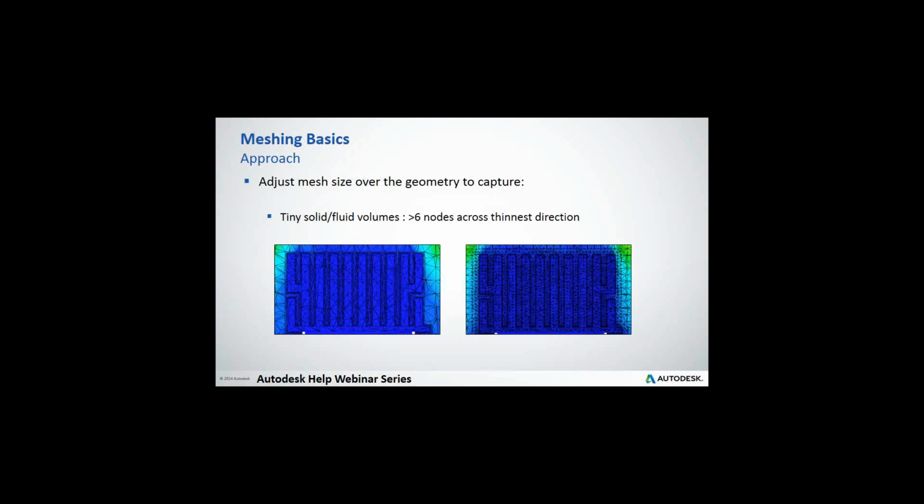For example, we have here an example of a heat exchanger component, and this is the part of air circulating around it. You can see here how the elements are big, either inside the solid or in the fluid volume, and how refining the mesh would help us better capture heat transfer between air and the heat exchanger.